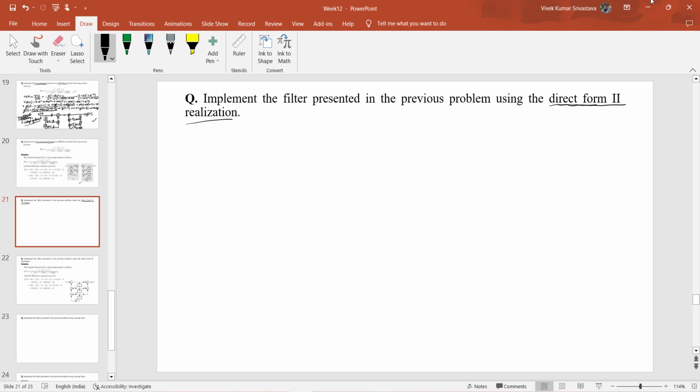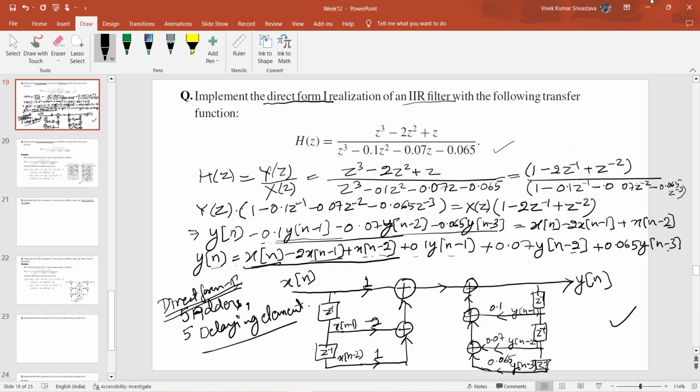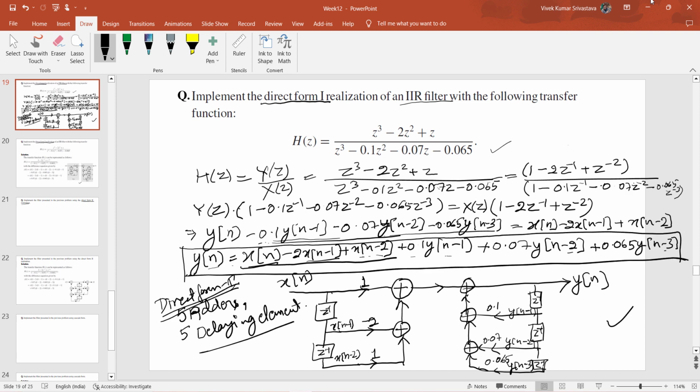to realize the direct form 2 kind of IIR filter, we will use the same expression of this input output relation. Okay, and by using this we will analyze or say realize the direct form 2 kind of IIR filter.